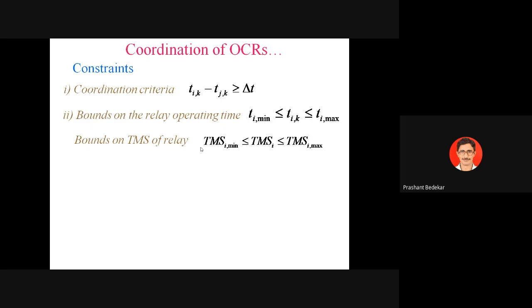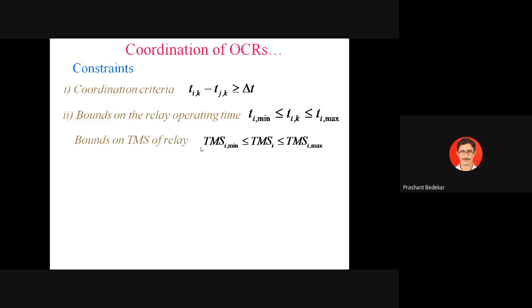Then there is a bound on time multiplier setting of the relay. Time multiplier setting of any relay has to be in the range minimum to maximum. You can get the range of TMS in literature. I have mentioned the range of this. Of course, I referred from some literature and I have mentioned it in some of my papers. So why have I not given a separate number to this particular constraint set? You will find that I have written this under the second set of constraint only.